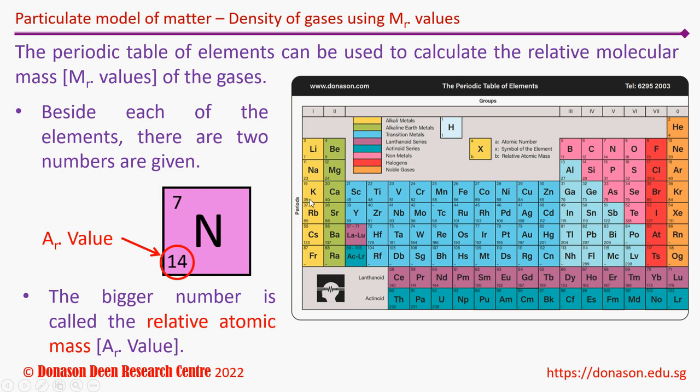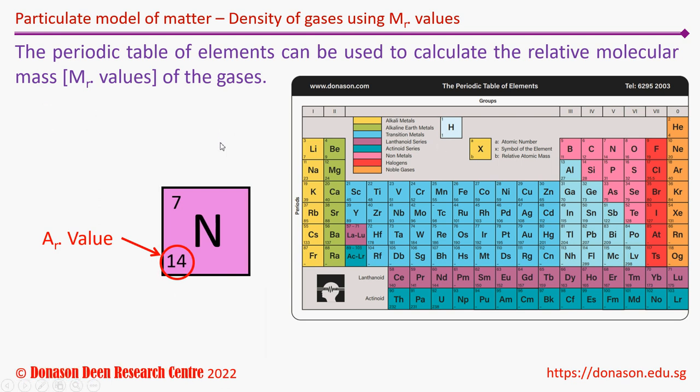Of course, some periodic tables might print the 14 on top and 7 at the bottom. In this periodic table, 7 is on top, 14 is at the bottom. So the easy way to identify the AR value is to look at the bigger number. But you must remember there are some exceptions to this rule, because if you look at hydrogen, it's a 1 and a 1. But looking generally at this periodic table, the bigger numbers are always written at the bottom. So the bottom number is the relative atomic mass. For hydrogen, the relative atomic mass is also 1.